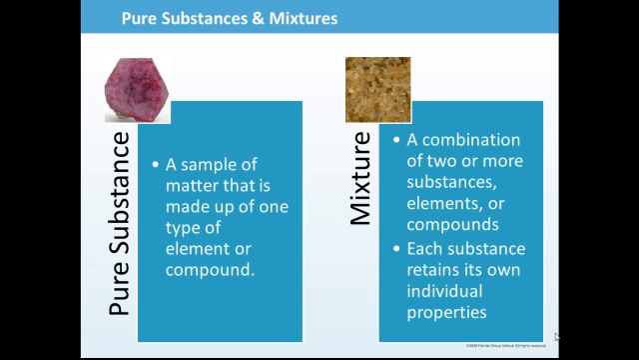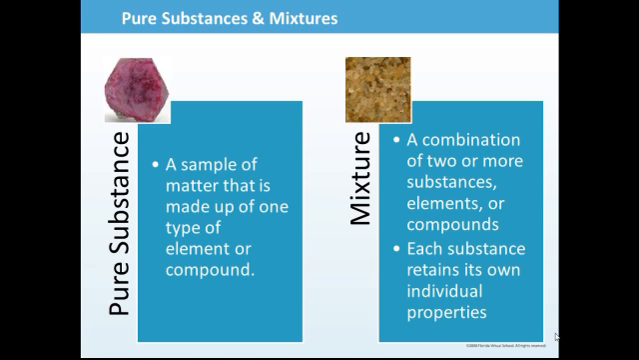A pure substance is any sample that is made up of only one type of element or compound. So it's just one element and that's it, or just one compound and that's it. An example here is a ruby. A ruby is just made up of one compound. Another example would be salt, NaCl. Salt that you shake on your fries and potatoes is just one compound.